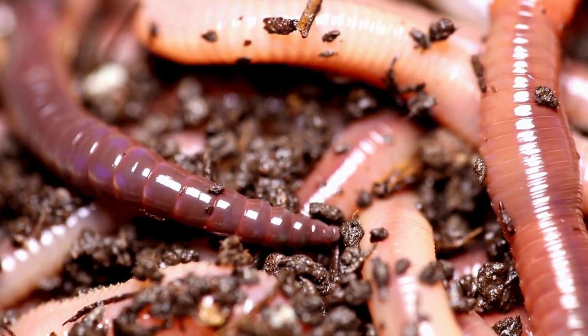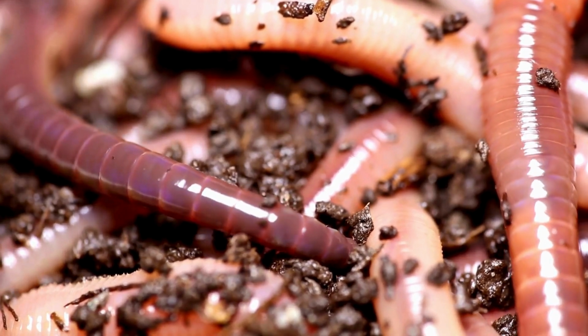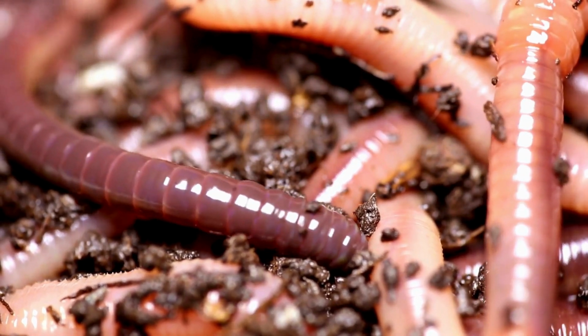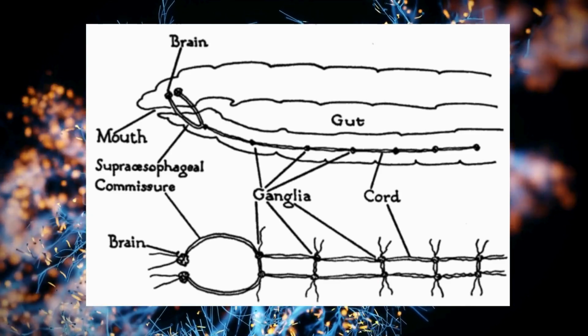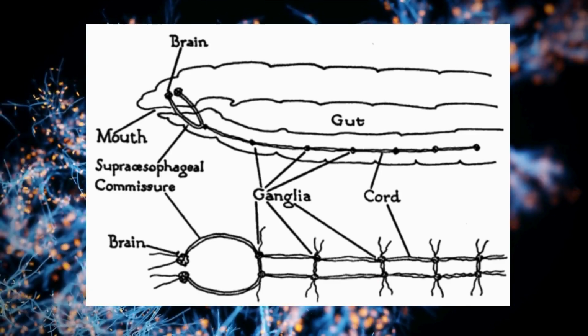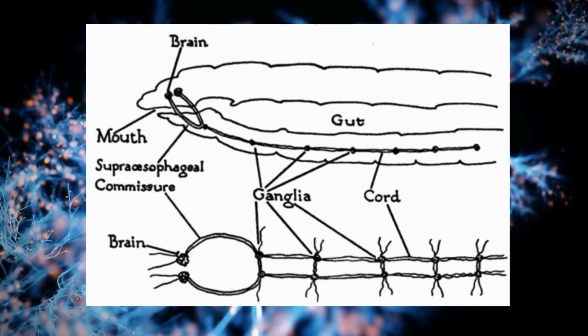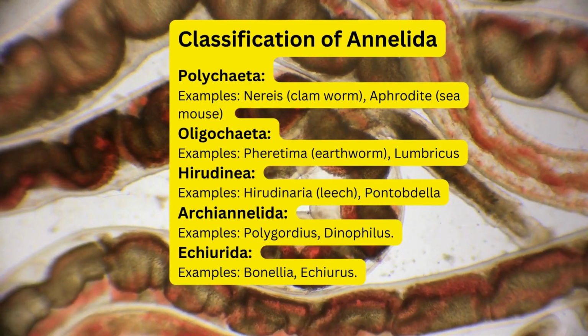Respiration occurs cutaneously through moist skin. They may be unisexual or bisexual. Annelids consist of a dorsal brain and a ventral nerve cord, with the ganglia and lateral nerves in each body segment. Phylum Annelida is divided into 5 groups.